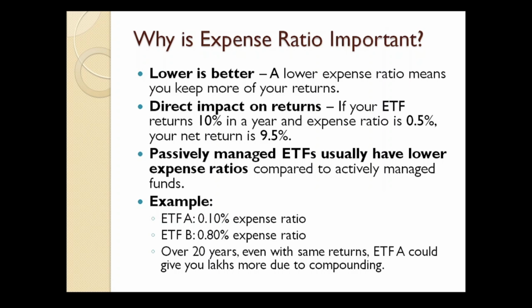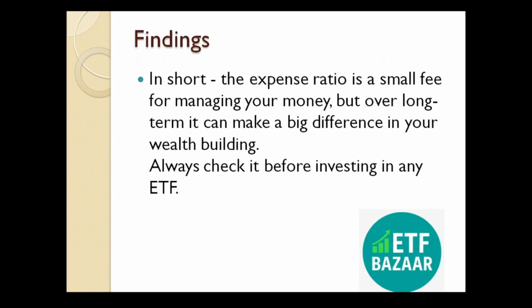For example, ETF A has a 0.10% expense ratio. ETF B has a 0.80% expense ratio. Over 20 years, even with the same returns, ETF A could give you lakhs more due to compounding. In short, the expense ratio is a small fee for managing your money, but over the long term it can make a big difference in your wealth building. Always check it before investing in any ETF.